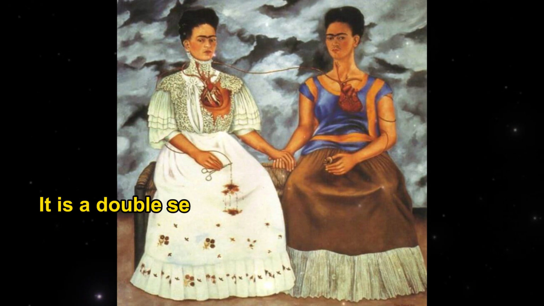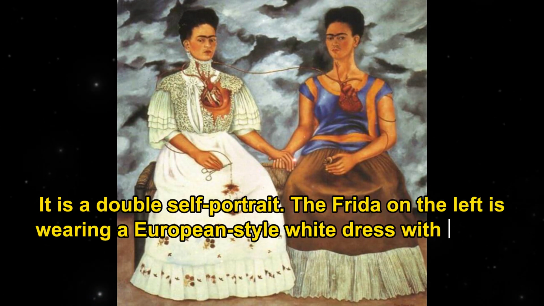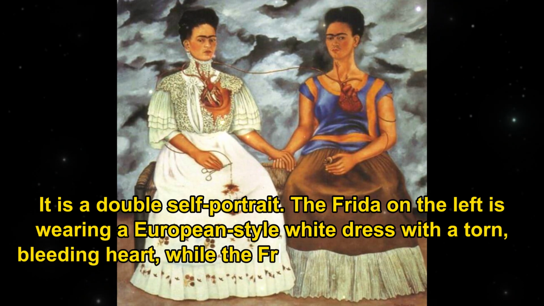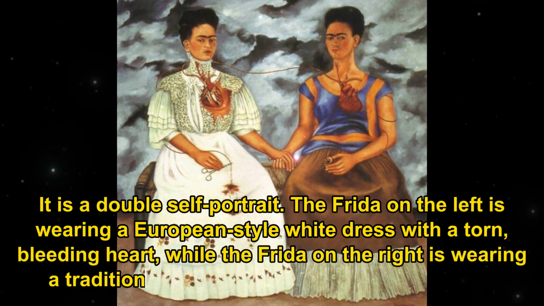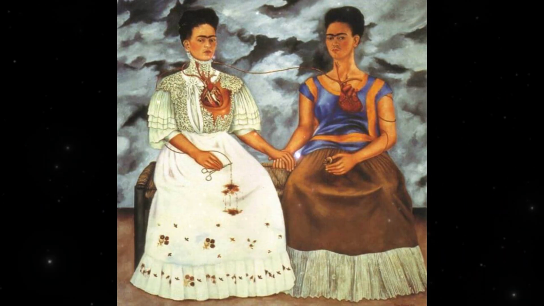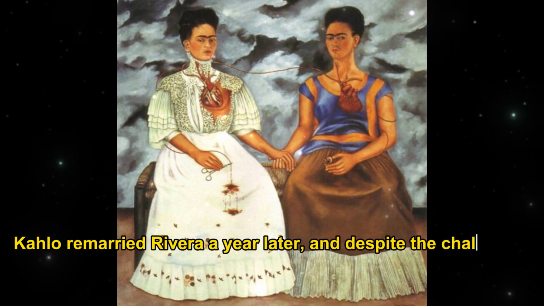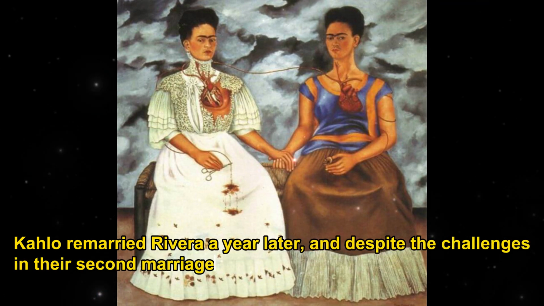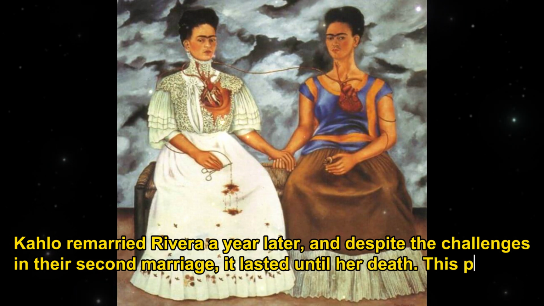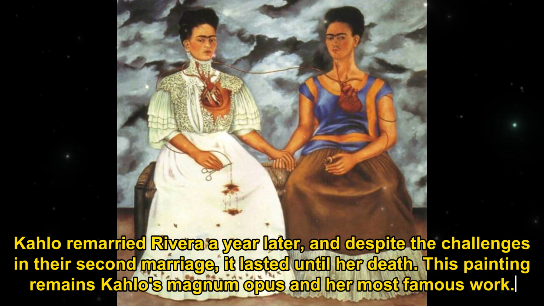It is a double self-portrait. The Frida on the left is wearing a European-style white dress with a torn, bleeding heart, while the Frida on the right is wearing a traditional Mexican dress with an intact heart. Kahlo remarried Rivera a year later, and despite the challenges in their second marriage, it lasted until her death. This painting remains Kahlo's magnum opus and her most famous work.